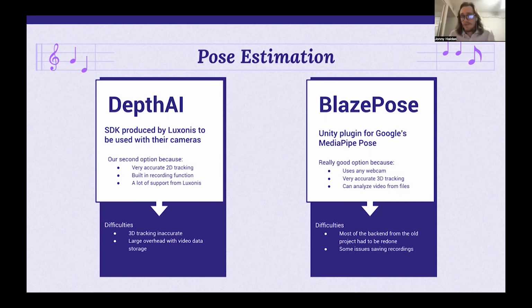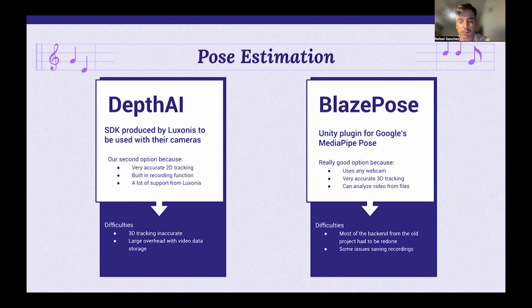So like Alex said, we ended up using Google MediaPipe Pose for a few reasons mainly. First of all, it had integration with Unity, as well as it could use any webcam, meaning we weren't tied down to a 3D-specific camera for our tracking. It had very accurate 3D tracking for using a webcam, and it also has the capability of analyzing already existing videos from file selection.